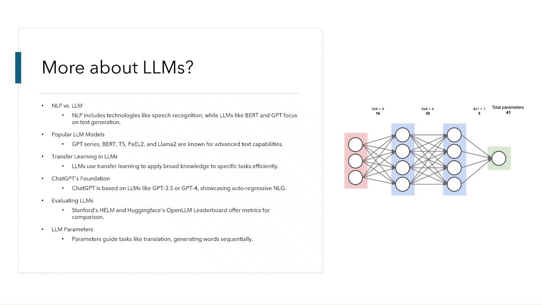Now the next question which we frequently hear is how to evaluate different LLMs. This is something for which I would request that you go and look at the evaluation of certain large language models. You have multiple pages like Stanford HELM or the Hugging Face Open LLM Leaderboard, where they offer you metrics to make the comparison between large language models. Last one, what are the different LLM parameters? So this we just now discussed, that the parameters guide tasks like text generation, translation, and many more.